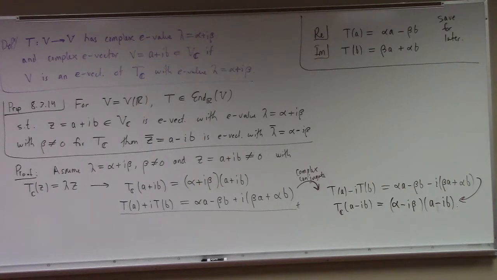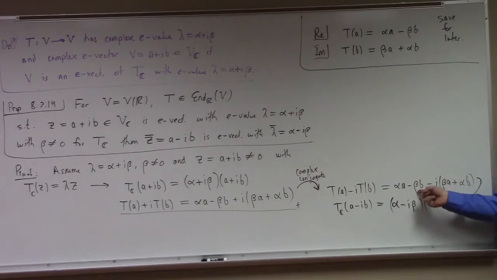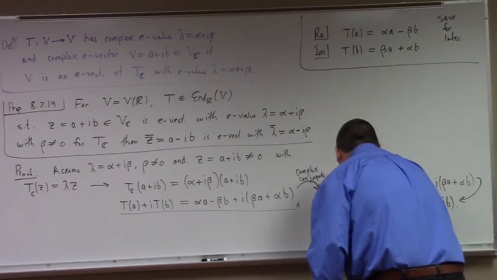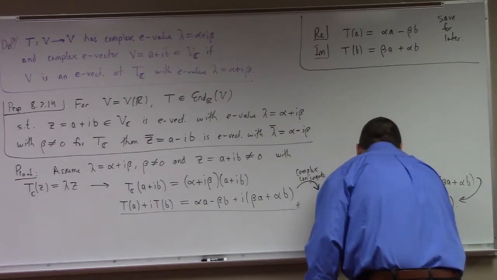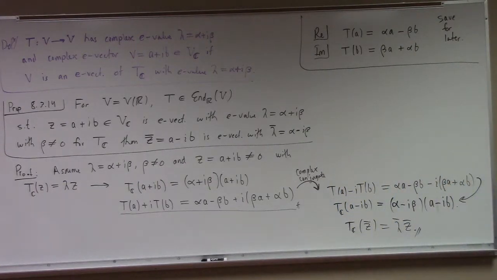I guess we usually call that factoring. But the proof is in the pudding. If you multiply this out, what do you get? You get alpha A, minus times minus I times minus I, which is I squared, which is minus 1, beta B, that term. And then we get minus beta A, and we get a minus alpha B. So you can see that that's legit. And then just notation: this is T sub C of Z conjugate equal to lambda conjugate times Z conjugate again. And that proves that the complexification has complex eigenvector Z bar with complex eigenvalue lambda bar, right?